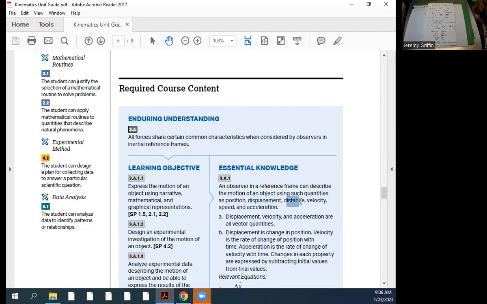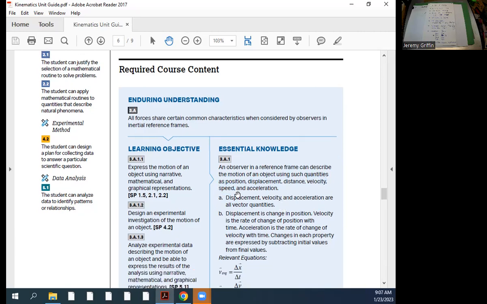And distance, you guys know, is a scalar, whereas displacement is a vector quantity. Similar idea with velocity versus speed: speed is the scalar, velocity is the vector. Vector meaning direction matters. Displacement, velocity, and acceleration are all vector quantities.